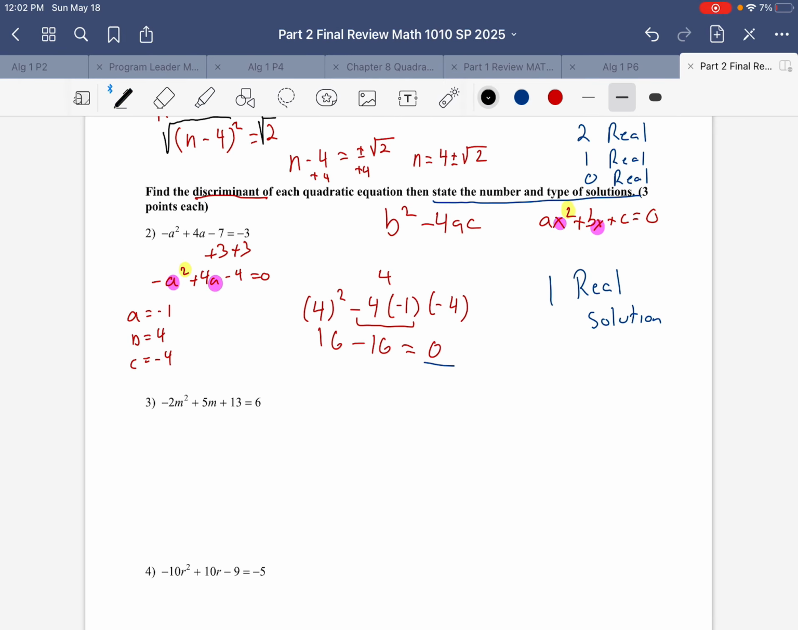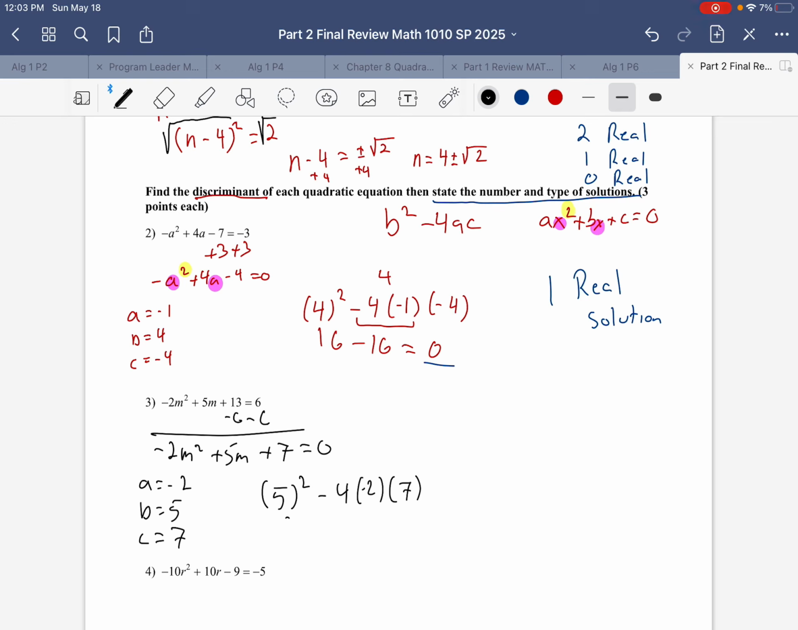In this next one here, I'm going to subtract 6 on both sides. Negative 2m squared plus 5m plus 7 is equal to 0. A equals negative 2, b equals 5, c equals 7. 5 squared minus 4 times negative 2 times 7. So 25, this is going to be a positive 8 times 7. So it's plus 56. So this is 81.